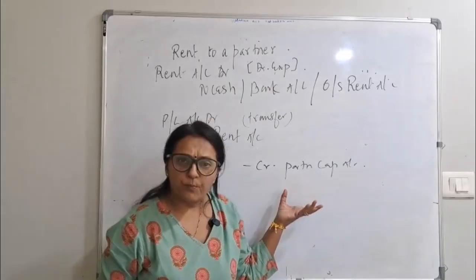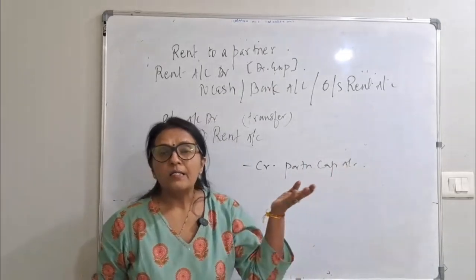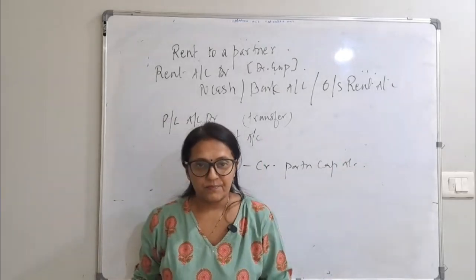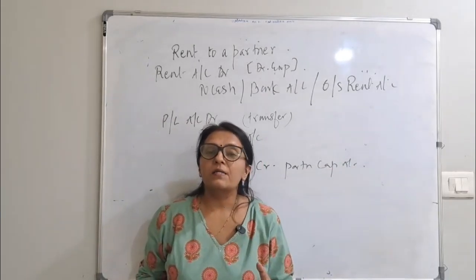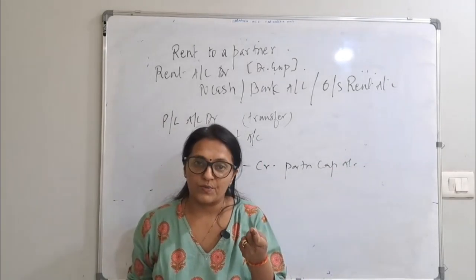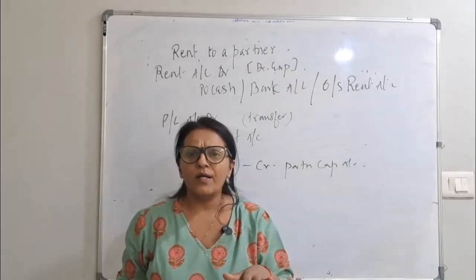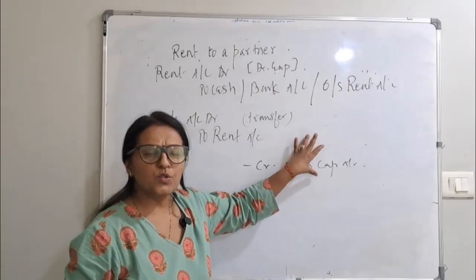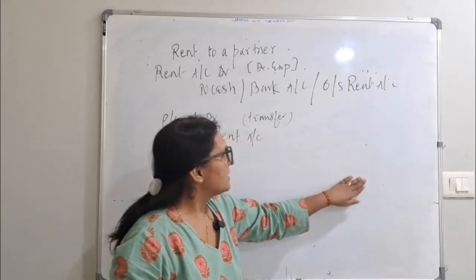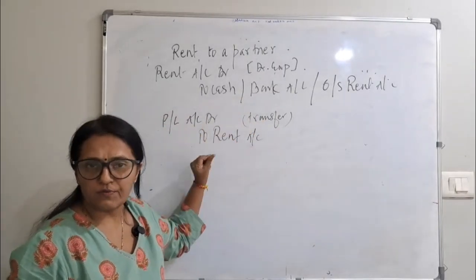But what happens if you put the money in the partner's capital account? The partner's capital will increase. And obviously, the partner will demand a larger share of profit, because his capital is more now. So to avoid all that, this is not to be taken. Cash is given and it is transferred to profit and loss account.